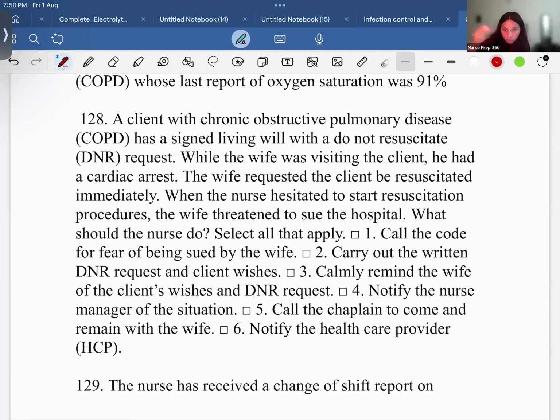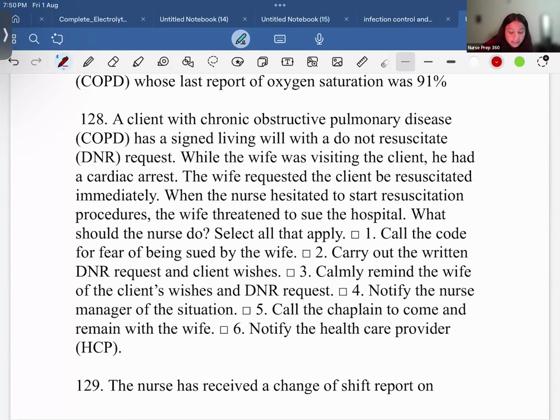I'm reading this question for you. The next question you're going to read, okay? A client with COPD has signed a living will with a do not resuscitate. It means that my patient has signed a DNR order. This is what I have understood from the question.